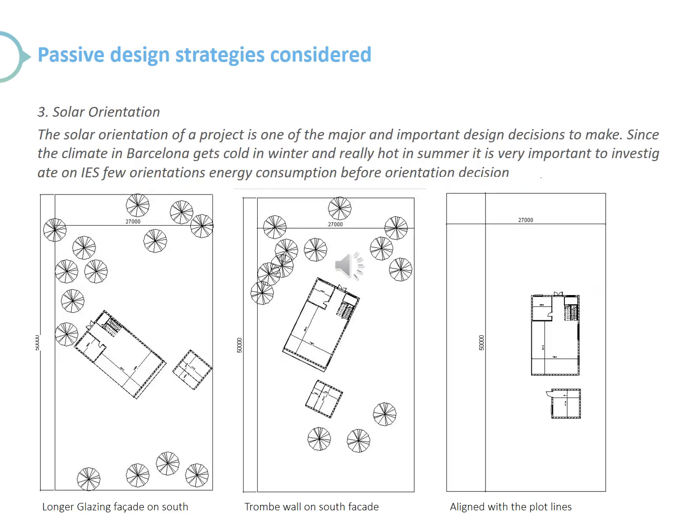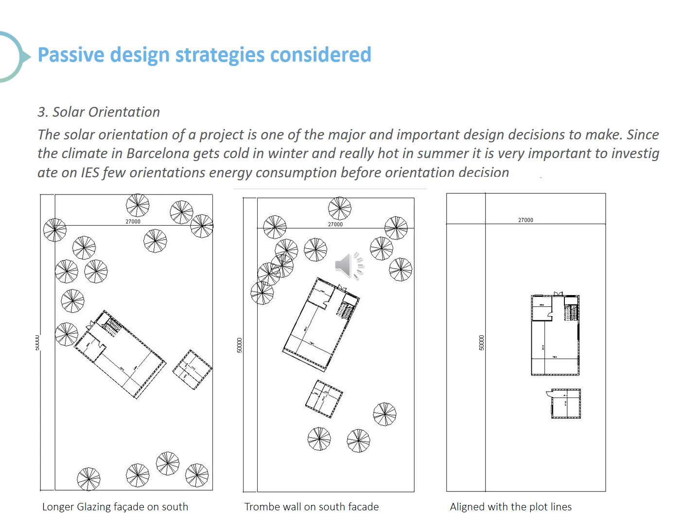The next step is choosing the solar orientation. The solar orientation of a project is one of the major and important design decisions to make. Since the climate in Barcelona gets cold in winter and really hot in summer, it is very important to investigate in IES the energy consumption of each orientation before making the orientation decision.